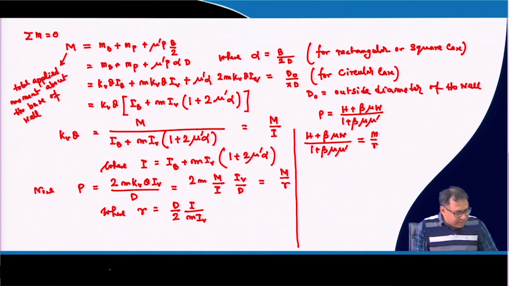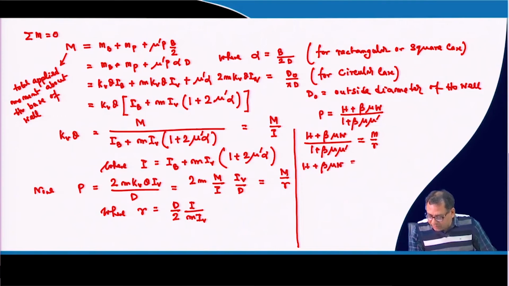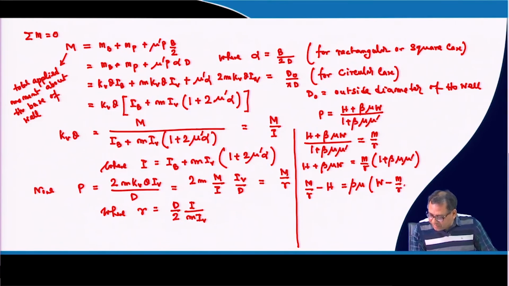That will be equal to m by r. So, we can write that h plus beta mu w will be equal to m by r into 1 plus beta mu dash, or we can write that m by r, if I take h this side, this is h, then this will be equal to, if I take beta mu common, so this will be w, then minus m by r, and beta mu I have taken, so mu dash.